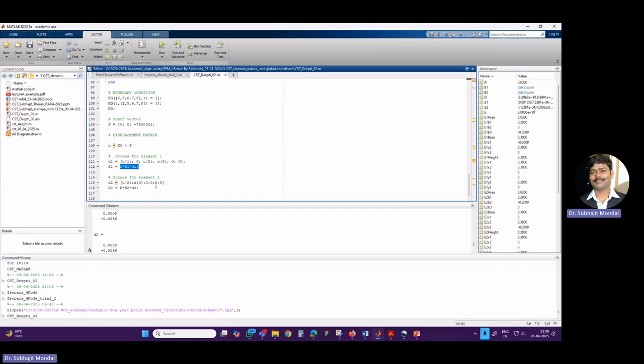Okay, so similarly, we also can obtain the stress quantity at the element 2. Okay, so this way basically we can solve the plate problem using CST element. What I am going to do, I am going to keep this code in the description portion of this video. You can directly copy it and paste in MATLAB, and you can run it. Okay, thank you.